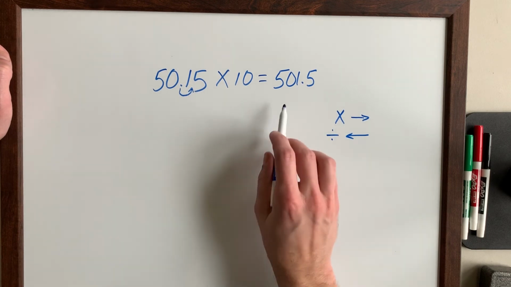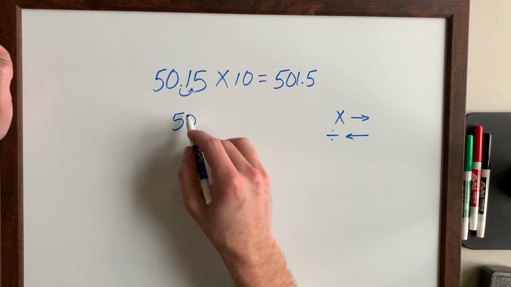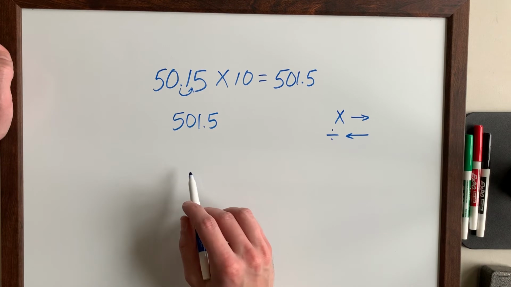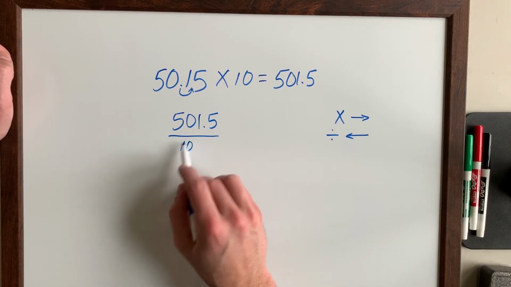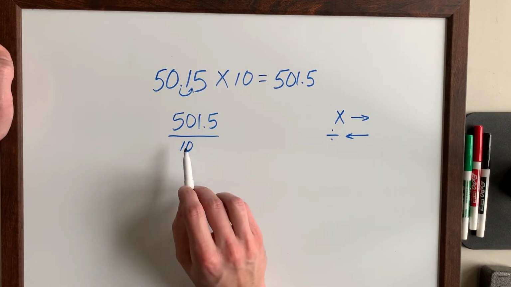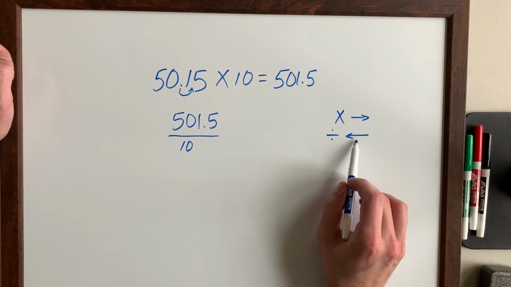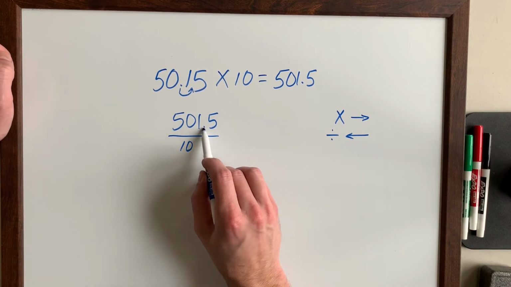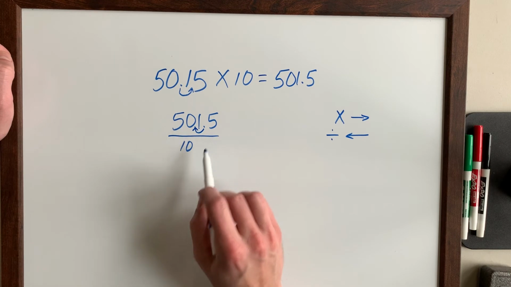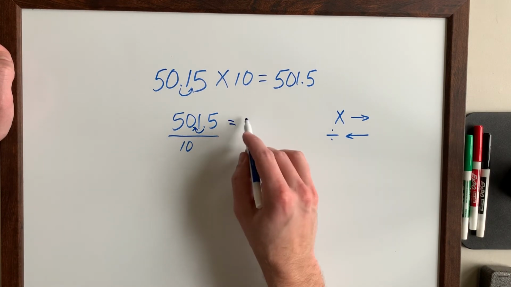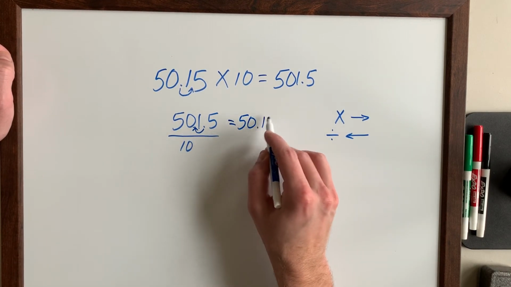Okay? So let's take that same answer, 501.5, and if I were to divide it by 10, I would say, since I'm dividing by 10, I'm going to move the decimal point to the left one space. And now it's back between the 0 and the 1, 50.15.